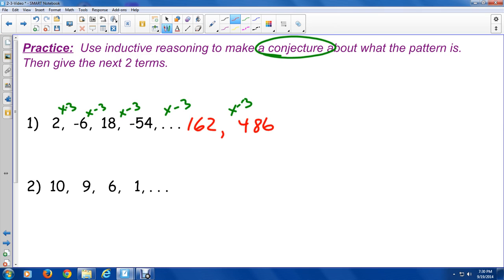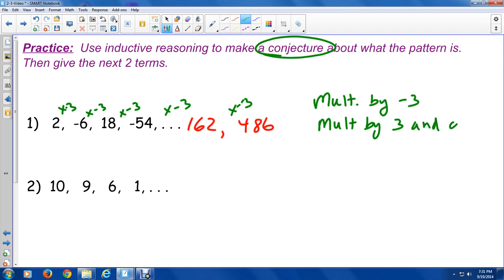So for my conjecture, all I'm going to do is write down in words what I have written with my times negative 3. It appears that we multiply by negative 3, okay, or we could say multiply by 3 and change the sign is another way of writing that.